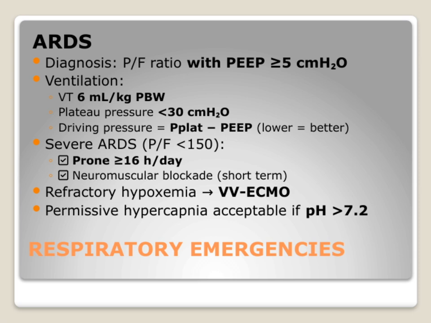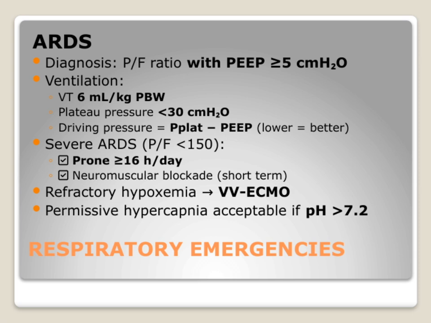Driving pressure, which is calculated as the plateau pressure minus PEEP, is an important concept. Lower driving pressures are associated with better outcomes. In cases of severe ARDS, characterized by a PF ratio under 150, additional strategies come into play. For example, prone positioning for at least 16 hours a day can significantly improve oxygenation. Short-term neuromuscular blockade can also be beneficial in these cases to improve ventilator synchrony and reduce lung injury.